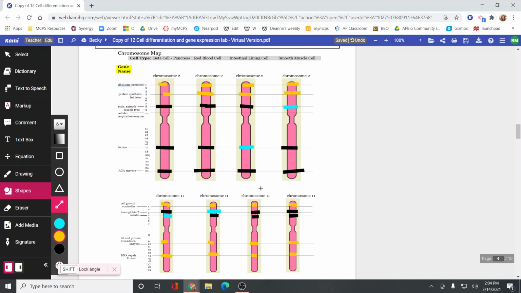So looking at these chromosome maps, I can see things that are the same and things that are different. But I notice that the actual chromosomes are the same. The DNA molecule is the same in every cell. The genes are all present. If there's a black line, it doesn't mean it's missing. It just means it's turned off. So the DNA is actually really tightly coiled there. So it's off. Oops, I missed one. I missed cellular respiration enzyme. It's right here. Okay, so yours should look like this. So now you can compare the pancreas to the red blood cell, to the intestinal lining cell, to the smooth muscle cell.